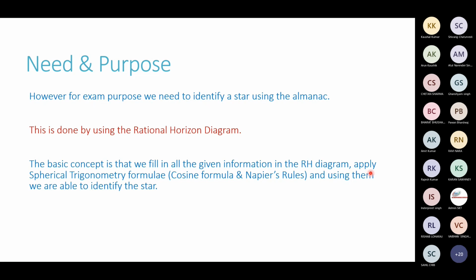So we can apply the spherical trigonometry formula, like the cosine formula or Napier's rule, whichever is applicable in a particular situation. We can apply these formulas, and using them, we are able to easily identify the star.